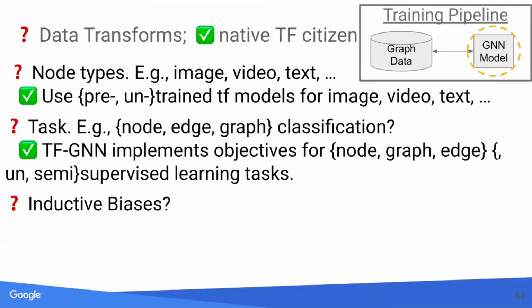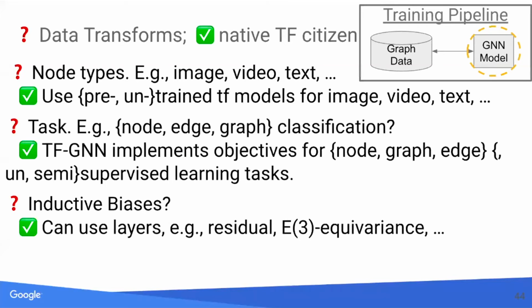Maybe you know something special about your data. You have some kind of inductive bias on your data. So you can use any layers. For example, you can use Euclidean equivariance layers. You can use residual connections if you know that your data maybe is invariant to Euclidean rotations or translations.